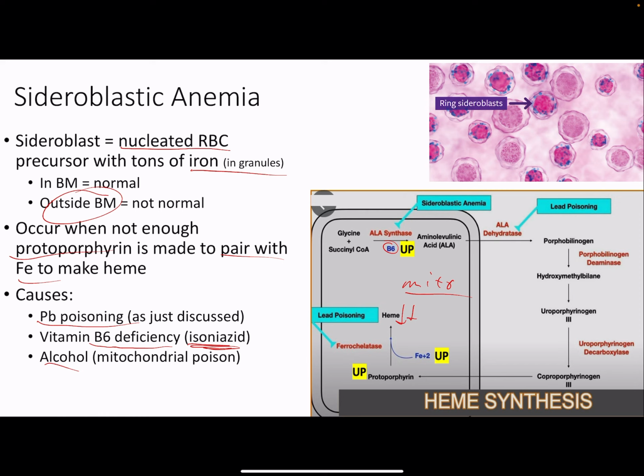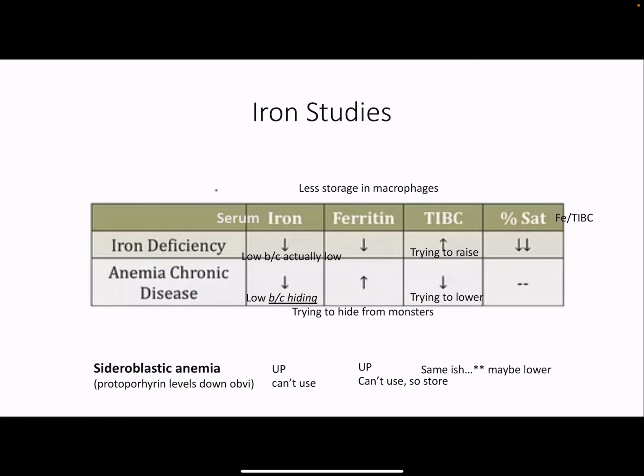You could also have ALA synthase deficiency, which is an X-linked syndrome, and so specifically this is down, and again, same thing. This would cause heme production to go down, which might cause sideroblastic anemia. Iron study. So, let's just think about iron deficiency over here. Well, you know what? It's friggin' in the name.